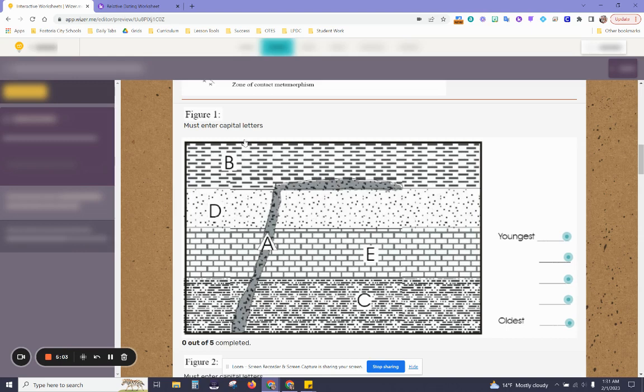Zone of contact metamorphism is where igneous rock gets in and melts and pressurizes some metamorphic rock. So we'll look at that later too. Don't worry too much about that. All right, let's get to work.